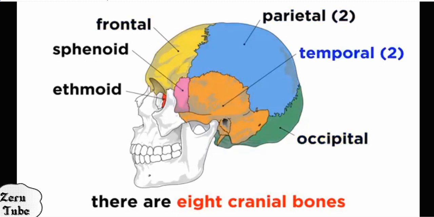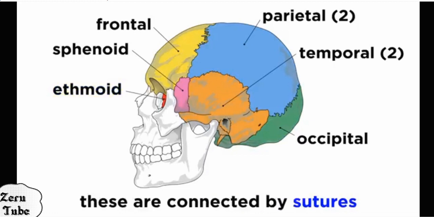The occipital, the temporal, the two parietal, the sphenoid, the ethmoidal bone, and those bones are connected by suture. Suture is the joint which connects the cranial bones. For example, the coronal suture which connects the parietal bone and the frontal bone.